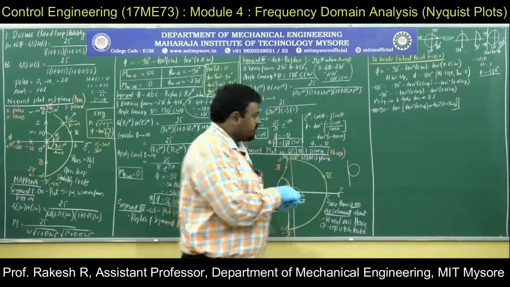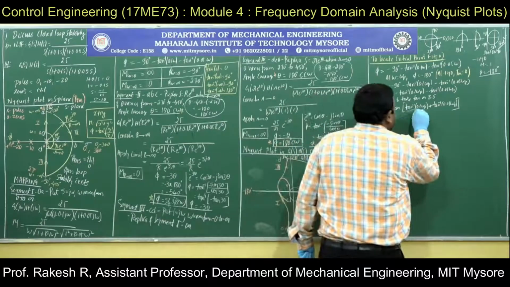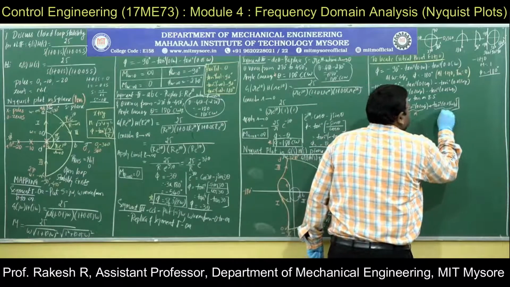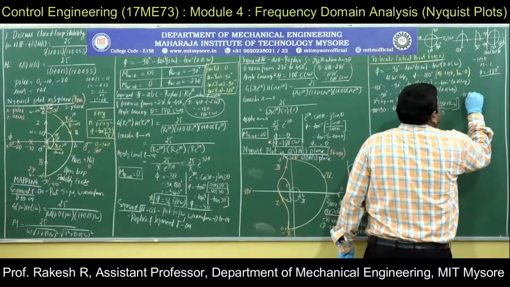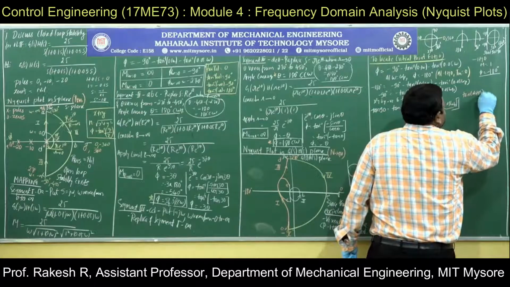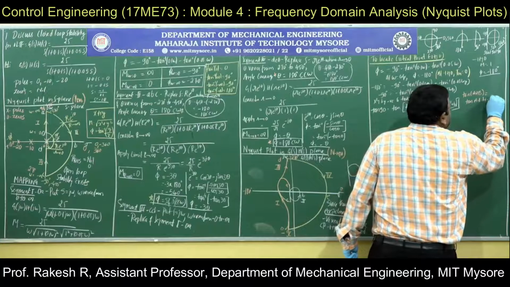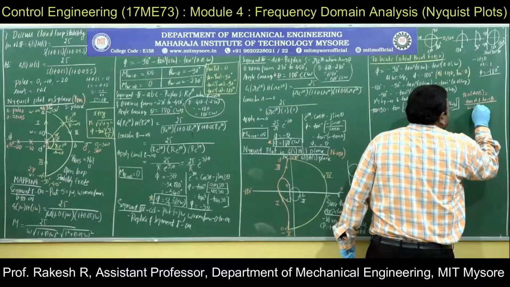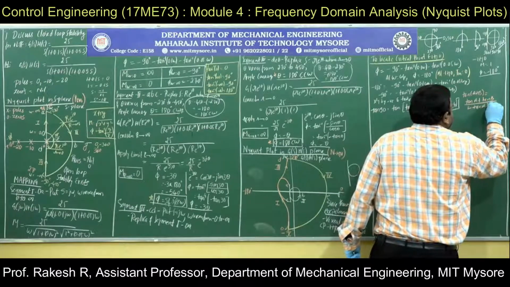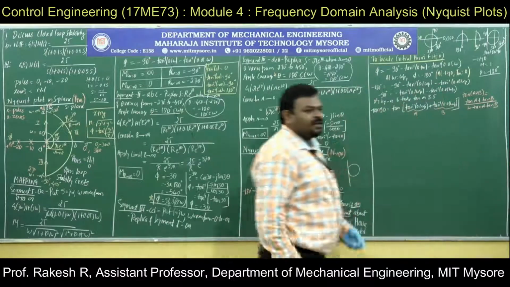So how to solve this? This part will become A and this part will become B. So tan of A plus B will be equal to tan A plus tan B divided by 1 minus tan A tan B. The same thing I will apply here.